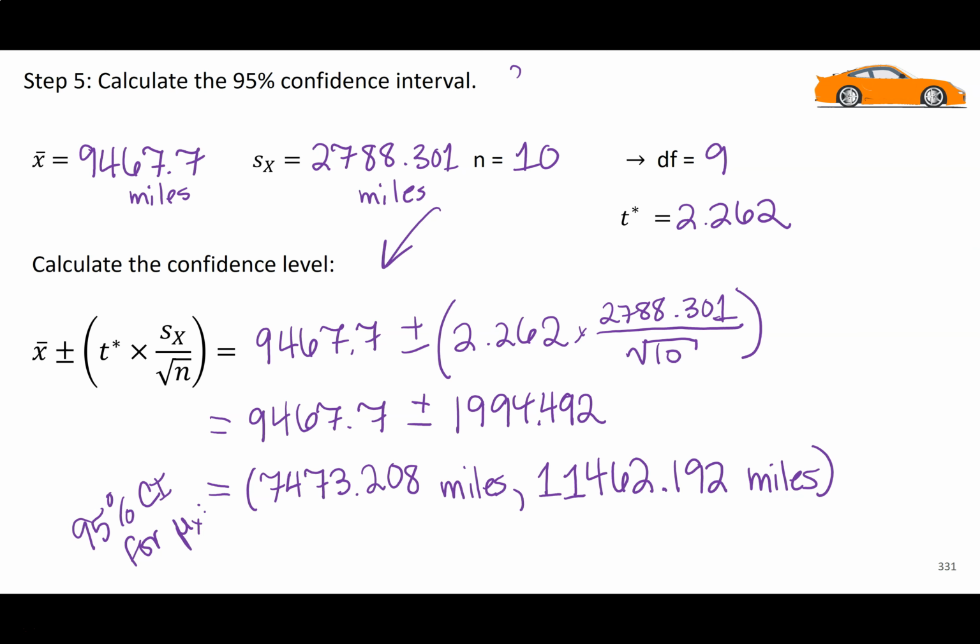With 95% confidence, we think that the mean annual mileage for all drivers of this sports car is somewhere between 7,473 miles and 11,462 point some odd miles. I tend to not write a comma for the thousands place because it gets really confusing to have multiple commas in there. If you do, that's okay, just make sure that it's readable. That's the key thing. So we'll have one more step after this. We have to write it up into the sentence.